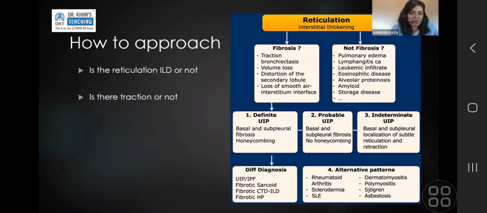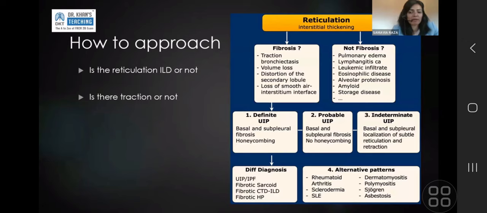And how you look for fibrosis is you look for traction bronchial dilatation. Once you have convinced yourself that you can see areas of the lung where the bronchi are being pulled, there is traction, you know there is ILD, and you also know there is established fibrosis. Once you have those, then you need to look at the distribution. Is it basal? Is it subpleural? Is it honeycombing? All three, check. UIP, check. Is there anything in addition to these findings that makes me think of an alternative diagnosis?